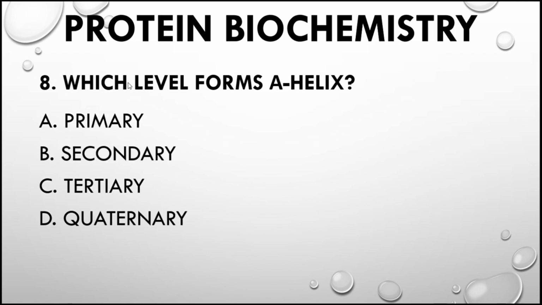Which level forms alpha helix? A. Primary, B. Secondary, C. Tertiary, D. Quaternary. The level that forms the alpha helix, of course, I've said it countless times, is the secondary structure or secondary level. Number 9.